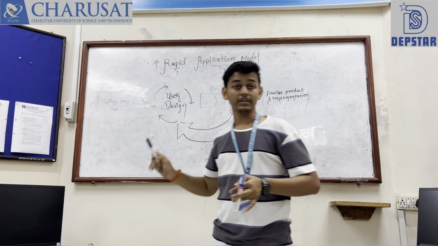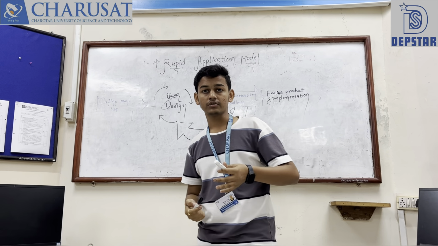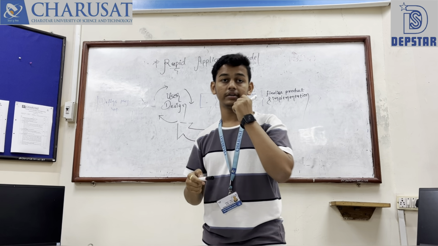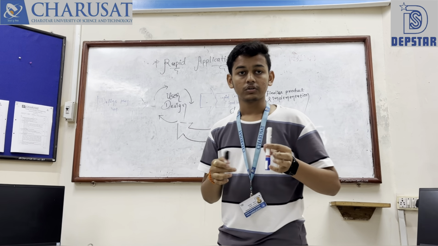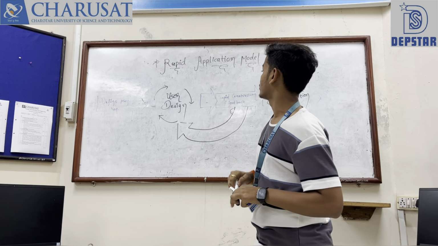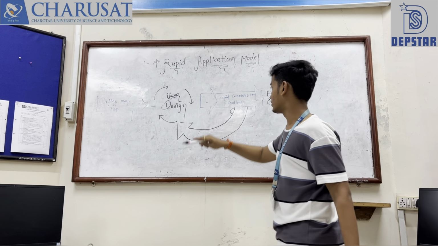So RAD's flexibility adapts to changing requirements, encourages early user engagement, and reduces targeting errors. So this was the overview of the rapid application model. Now I am going to talk about a diagram for it. So here is a diagram.